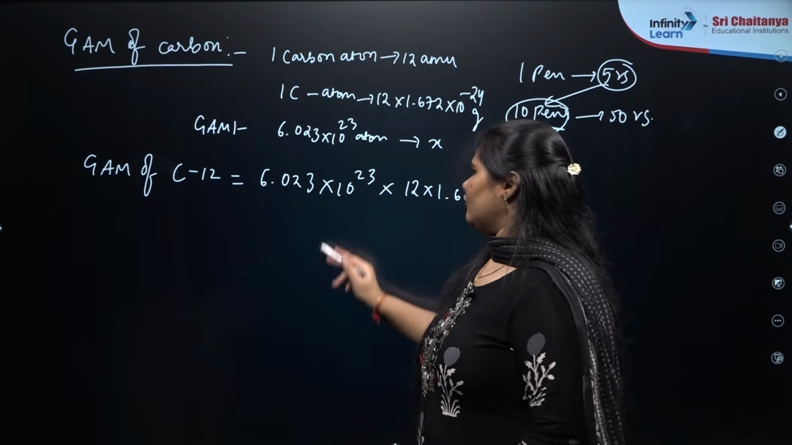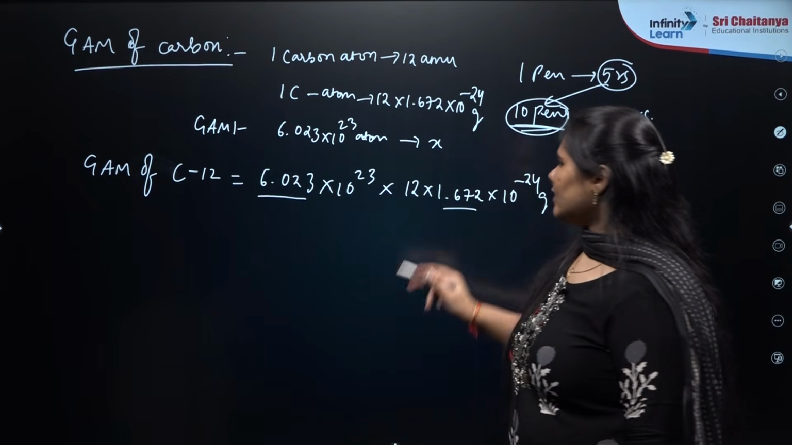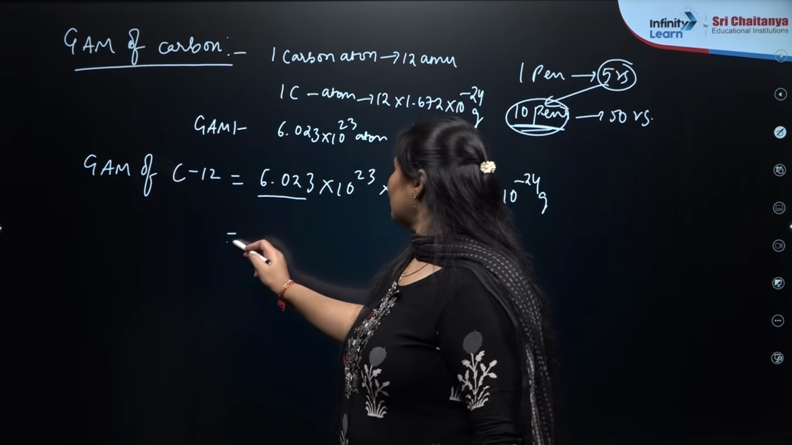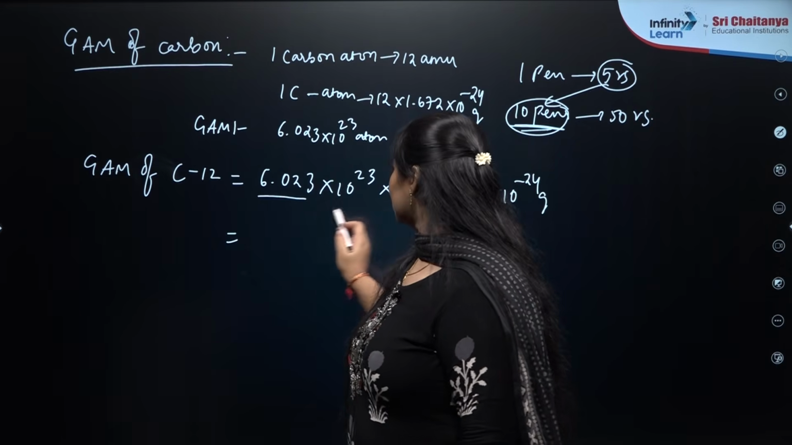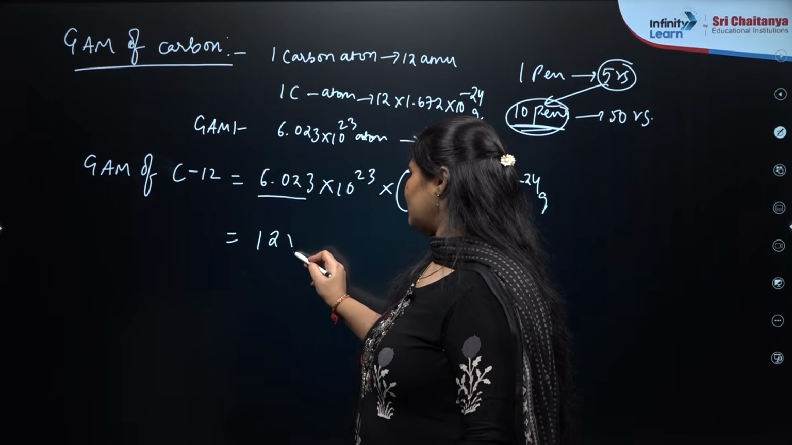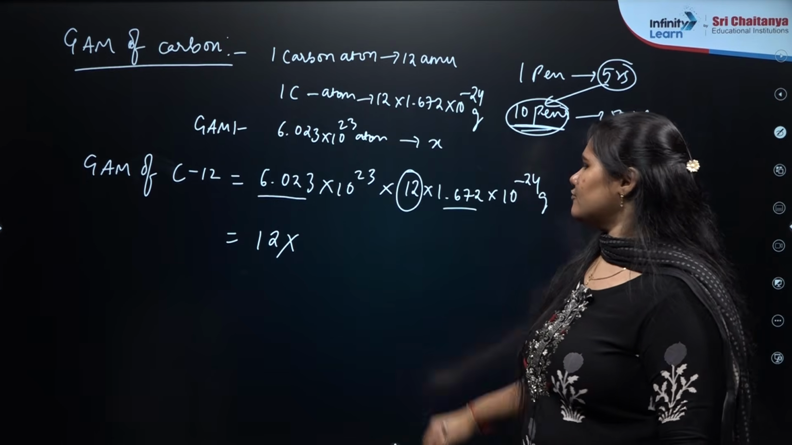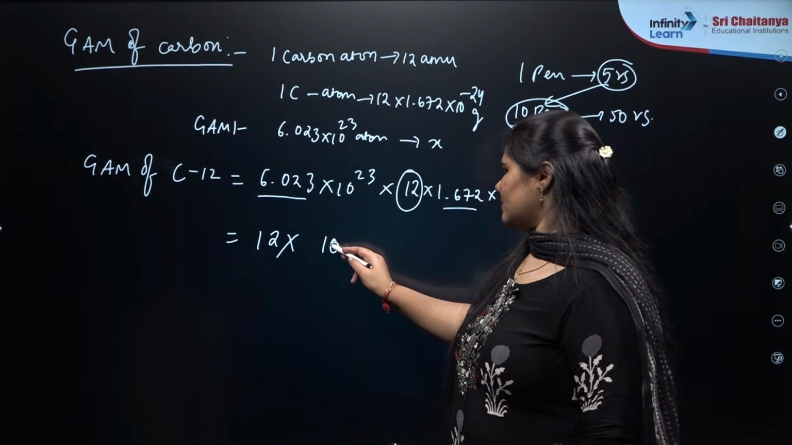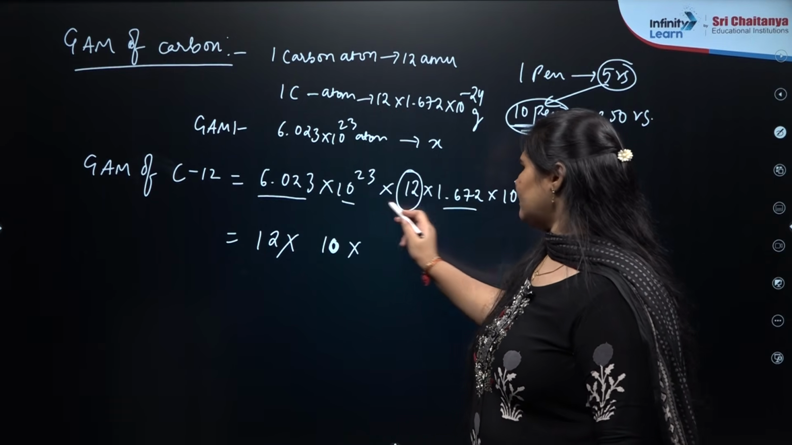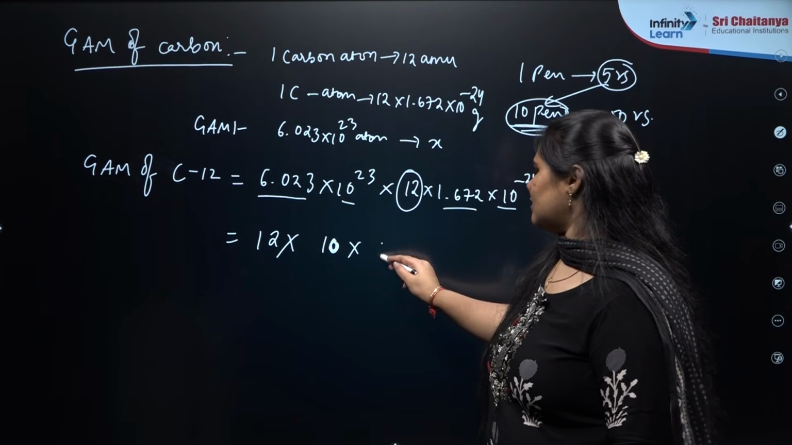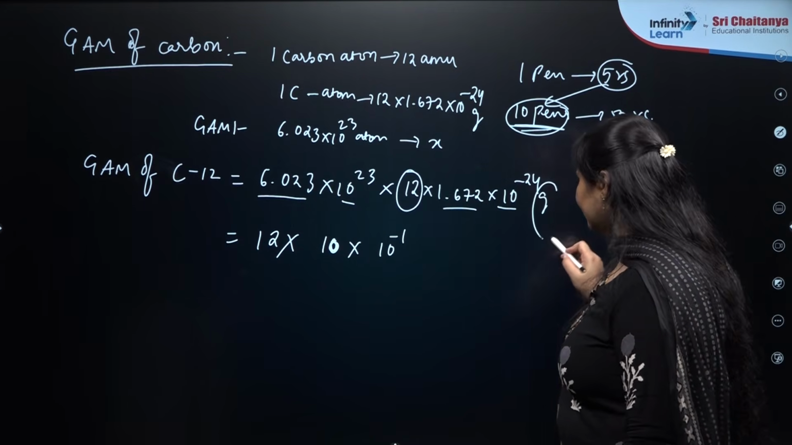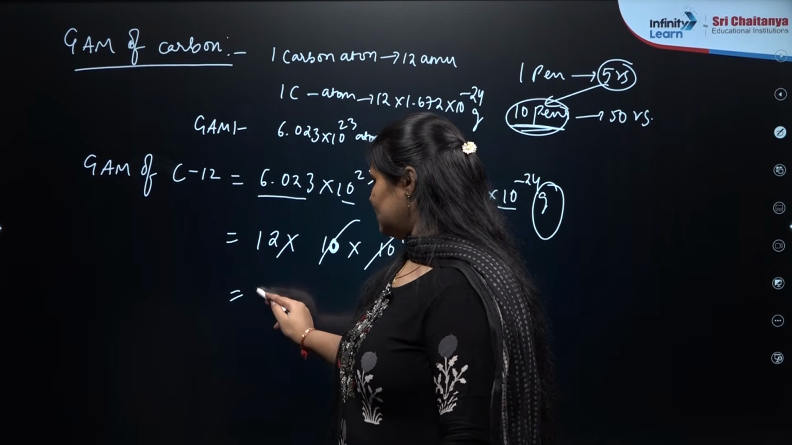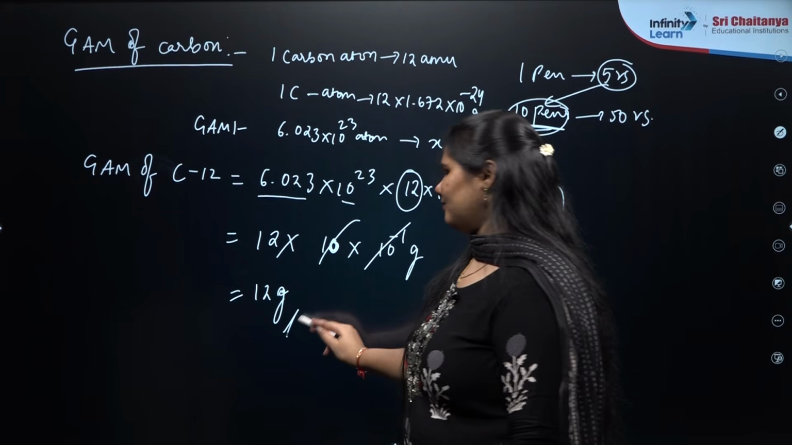Here comes the magic. If you multiply 6.023 into 1.672, you will get approximately 10.05 something. So take this 12 as it is, we don't do anything, and 6.023 into 1.672 gives approximately 10.05. Let us take it as 10. And what else is left? 10 power 23 and 10 power minus 23. Isn't it 10 power minus 1? Yes. What units are left? Here, grams. Take that as it is. 10 into 10 power minus 1 is 1. What is left finally? 12 grams. That is the magic here.